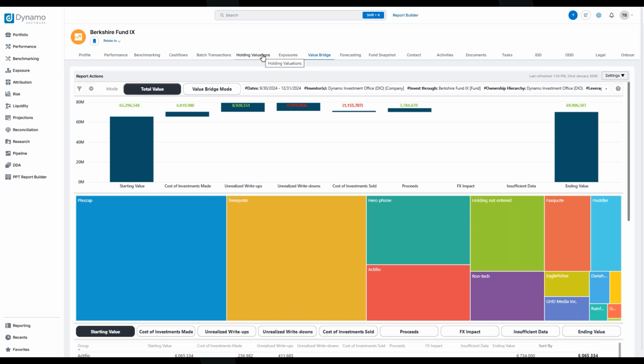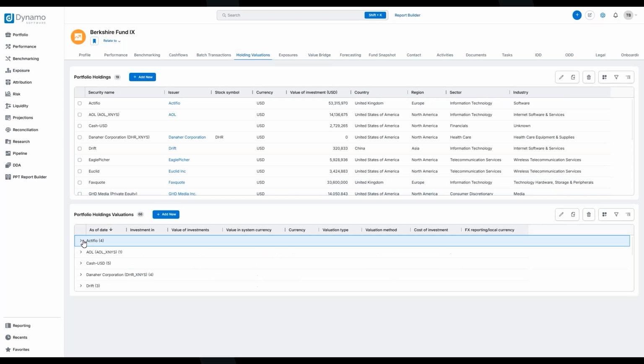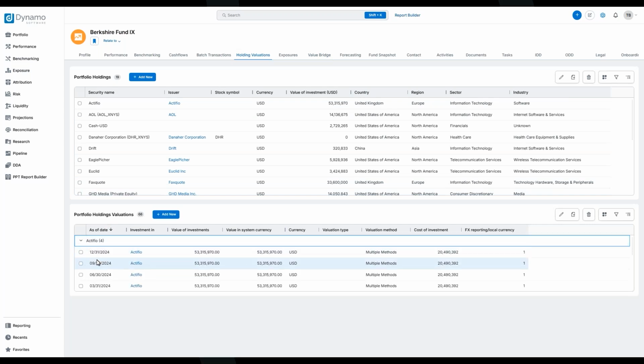Just to back up to the left of exposures, a different view shows me all of the underlying positions, more of a matrix style. I can see the underlying holdings along with some of the metadata. I see the current value of that investment. I can see things like country and region and sector and industry, and I can choose different fields to present here as well. Below that, I can see portfolio holdings valuation. This allows me to see each of those holdings on a historical basis. I can drill down and see period by period how that particular investment may have changed over time.